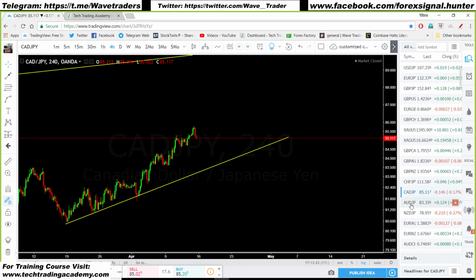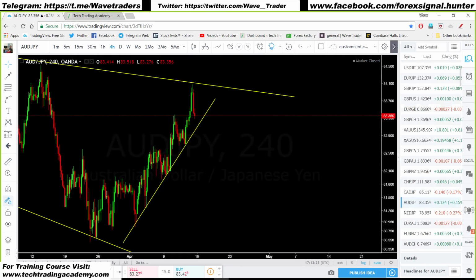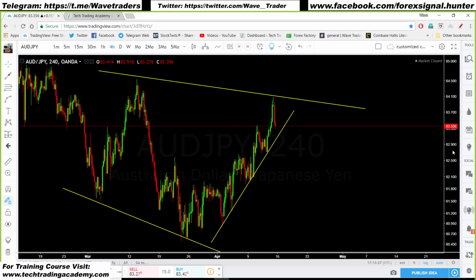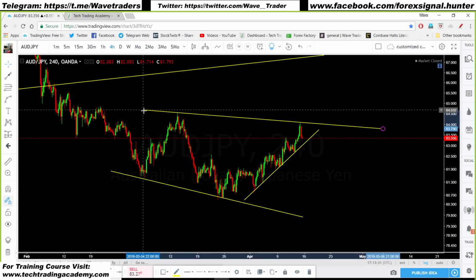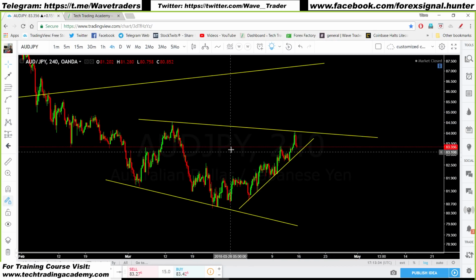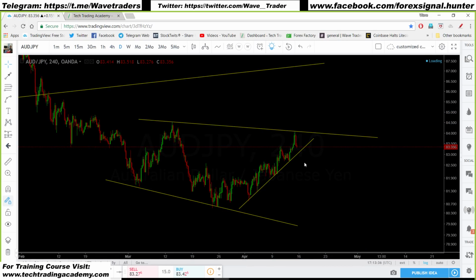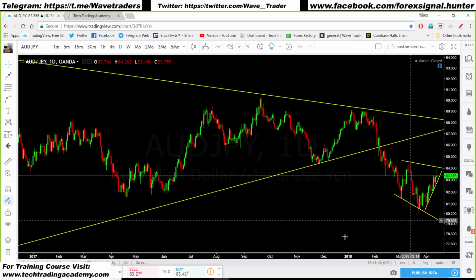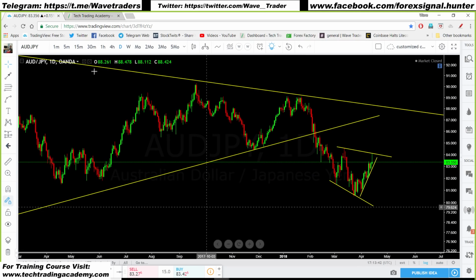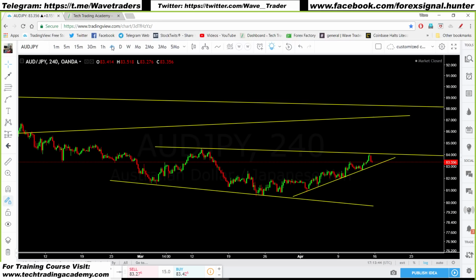So same on the other pairs, on the Aussie dollar and yen. These three pairs are not forming ideal setups. Not ideal setups over there on these three pairs. So make sure you trade carefully.